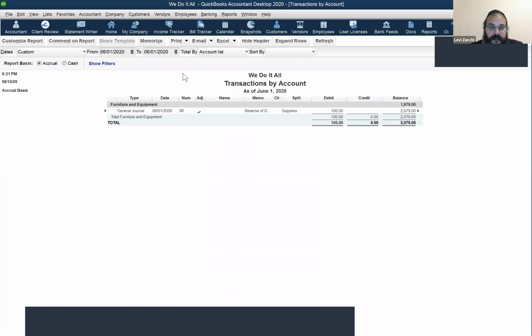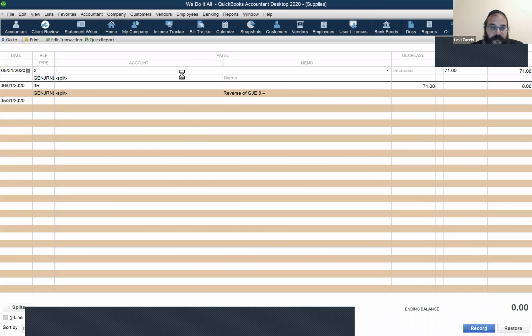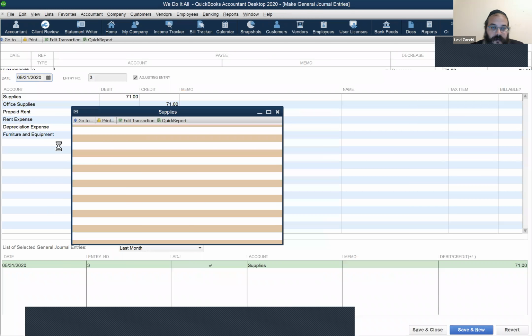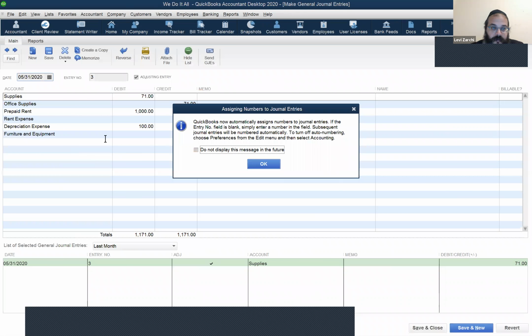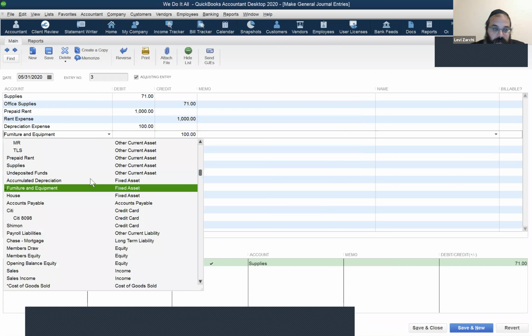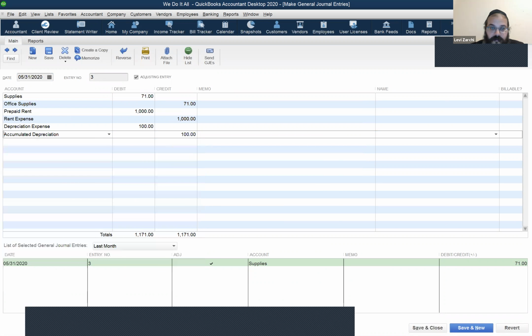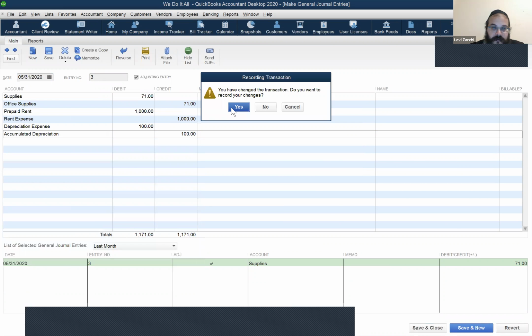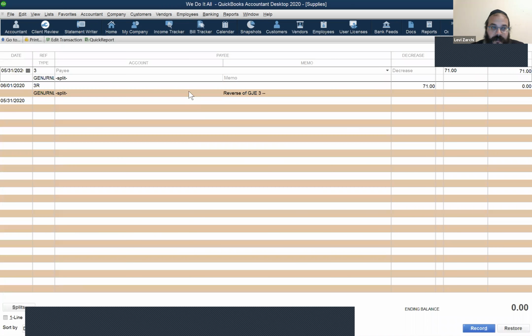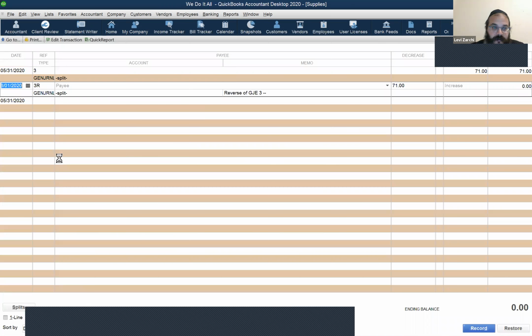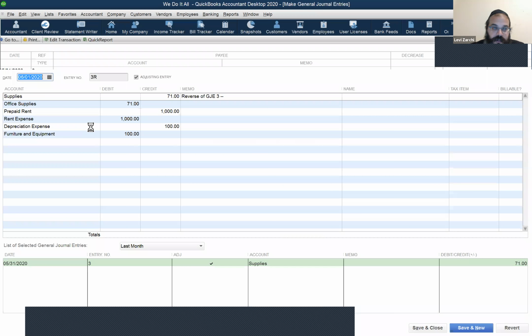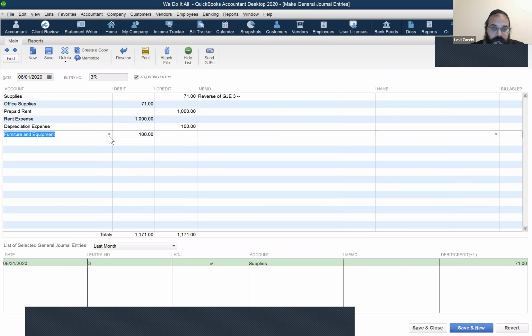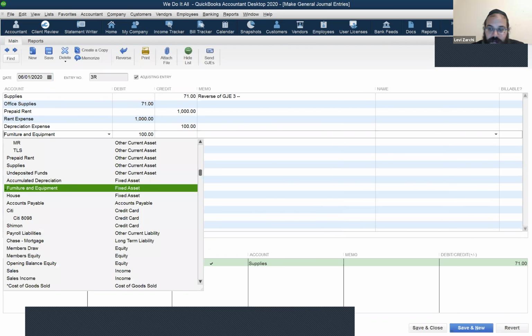Let's go back into the general entry and see if we could take the furniture and equipment. There is accumulated depreciation. That's what you're supposed to use. So I'm going to save it and close it. And I'm going to go manually and make that change in the reversing entry also. It has to match. We're putting it back into the accumulated depreciation.